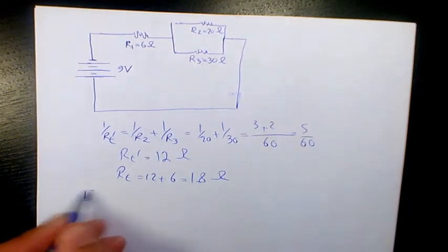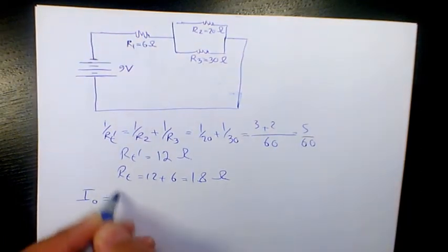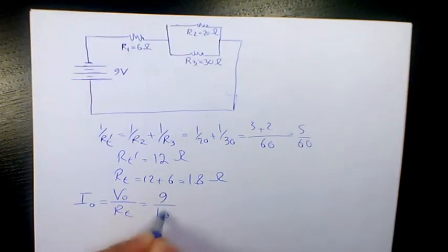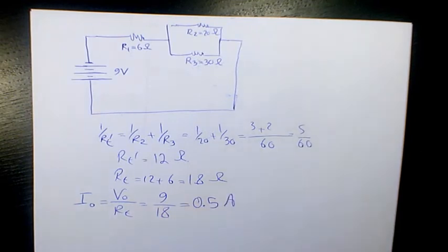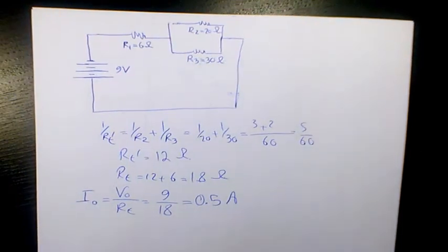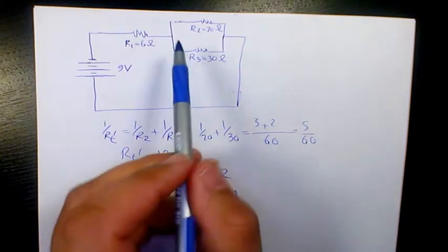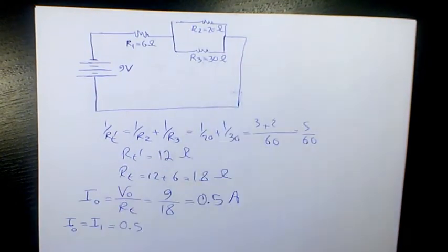Then I can say IT or I naught equals V naught divided by RT, which is 9 divided by 18, and that's going to be 0.5 ampere. So I naught is 0.5 amp. So I1 is going to be the same as I naught, which is 0.5, but in here it is going to be distributed in these two.